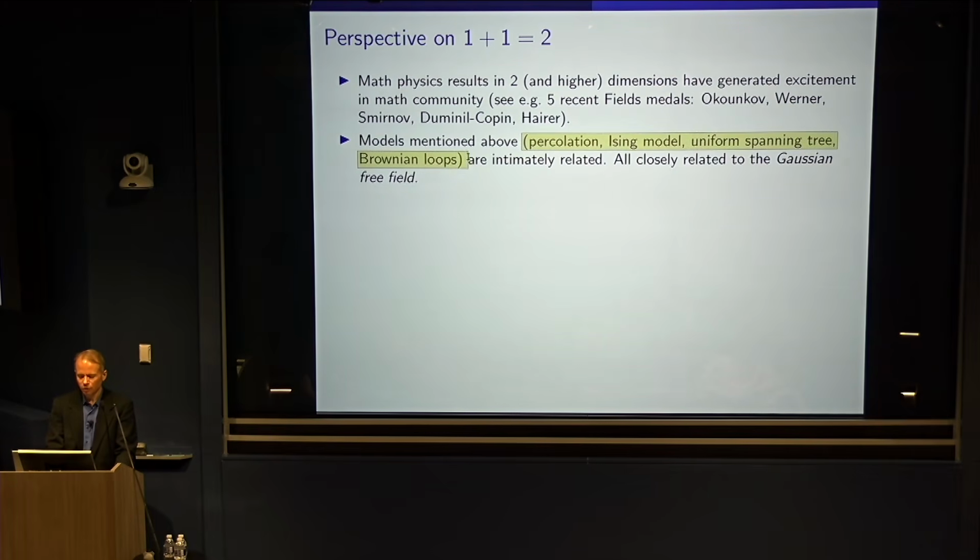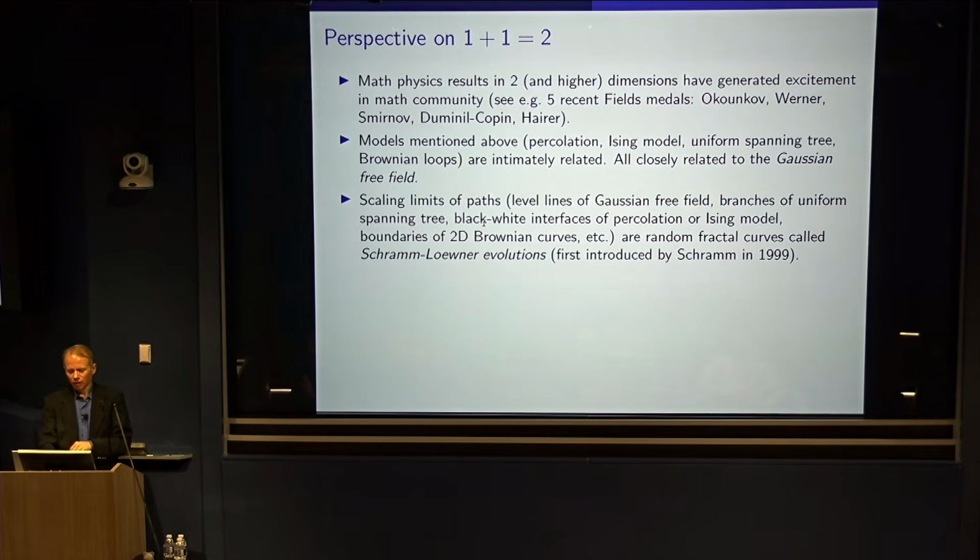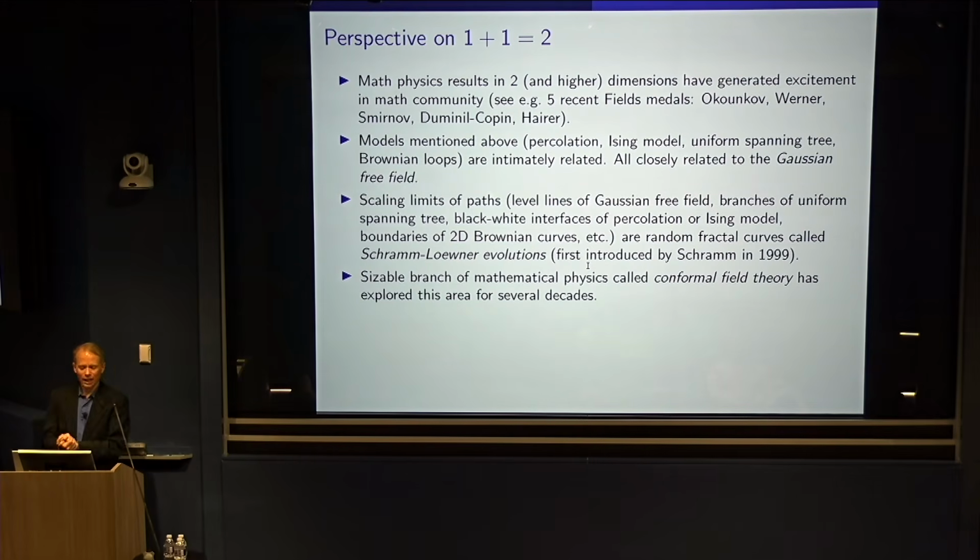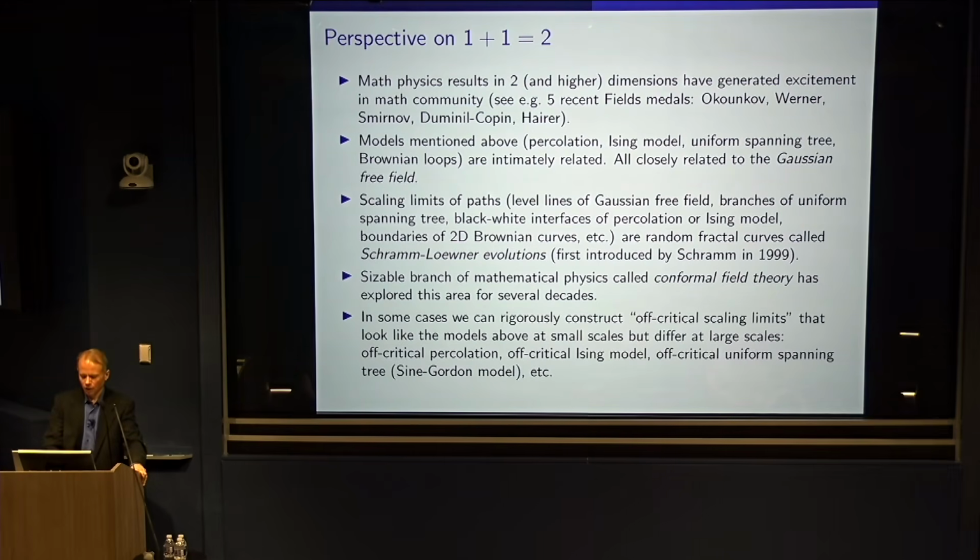All of these models, percolation, Ising, uniform spanning tree, that are intimately related to each other, are all closely related to the Gaussian free field. There are scaling limits of paths, like level lines of the free field, branches of the uniform spanning trees, interfaces in percolation, Ising model boundaries. They turn out to be all related to these random fractal curves called the Schramm-Loewner evolutions. And there's a whole branch of mathematical physics called conformal field theory that for the last few decades has really explored and expanded upon this area.